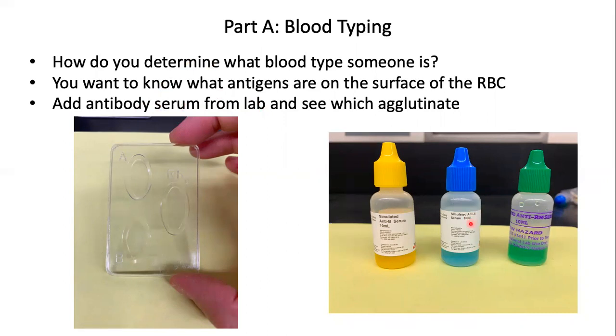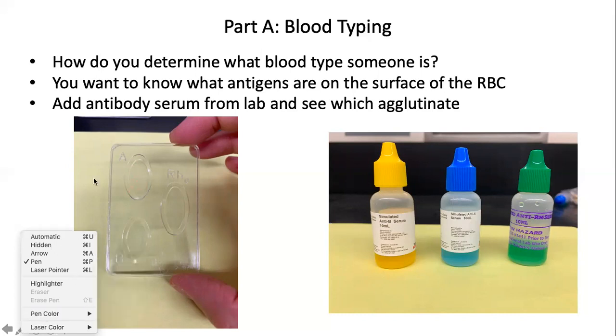This is simulated, so we can't use real blood in lab. So I used the fake blood. So here's the simulated A antibody serum or anti-A serum for short. We would stick some of this antibody A serum in the A well. We would stick some of the antibody B serum in the B well, and we would stick some of the antibody RH serum in the RH well. And then we would see which one agglutinates. Whatever one agglutinates, that means that we have that antigen on the red blood cell. Okay, so let me say that one more time.